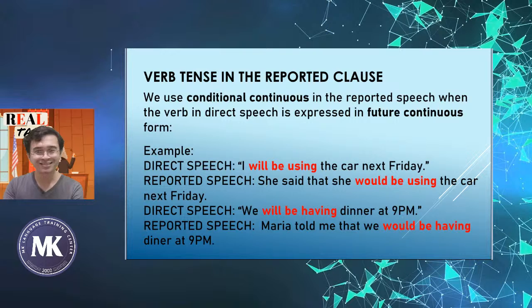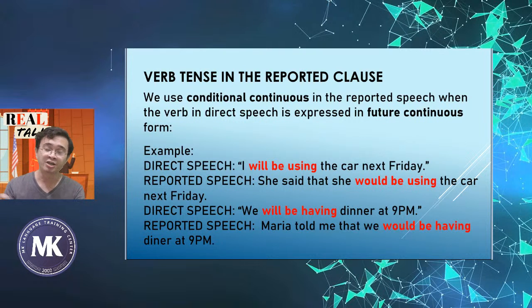Example sentence for the direct speech, we have I will be using the car next Friday. So this one, maybe there's a long duration in the future, then it expresses in future continuous, right? Because maybe when the person's using the car, it takes a long time, so there's a duration or time. So we use future continuous of the verb. Now, if you want to express this into reported speech, we can say she said that she would be using the car next Friday. So here, if you want to change the future continuous, from will it becomes would be ing in our sentence.